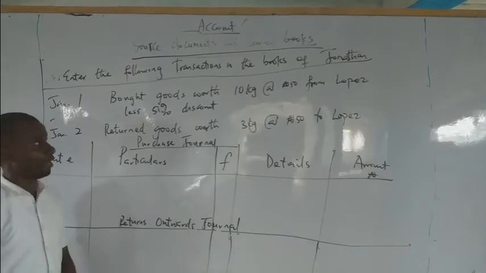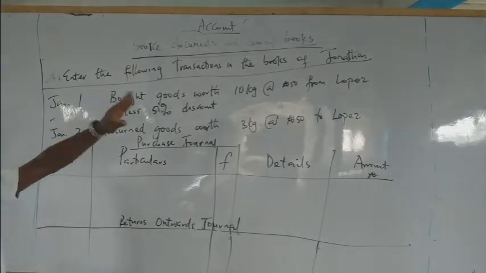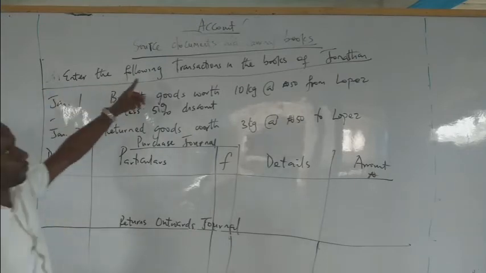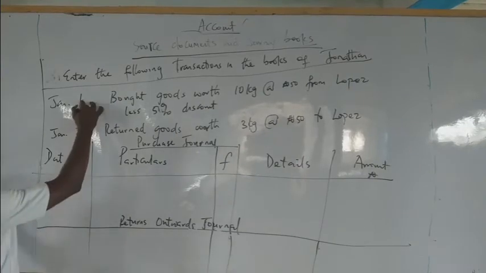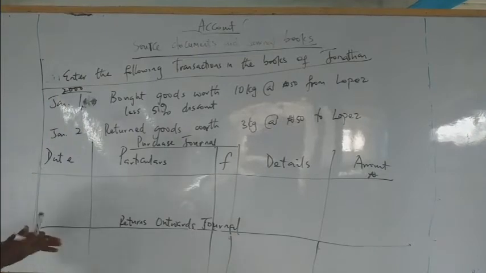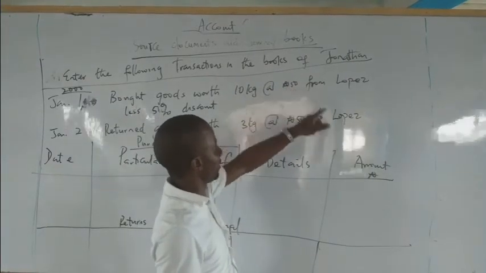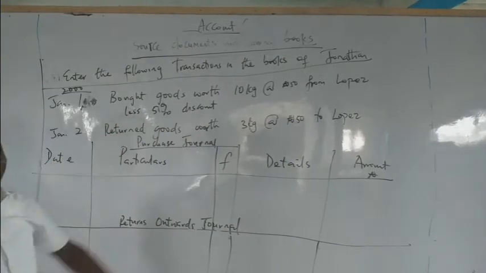So thank you. Now, we have a transaction in the books of Jonathan. Let's read it together to illustrate our journal entries. How do we pass an entry into the journal? Enter the following transaction in the books of Jonathan. On January 1st, let's say January 1st, 2000, everything happened in 2000. Jonathan bought goods worth 10 kg at 15 naira per kg from Lopez, less 5% discount.